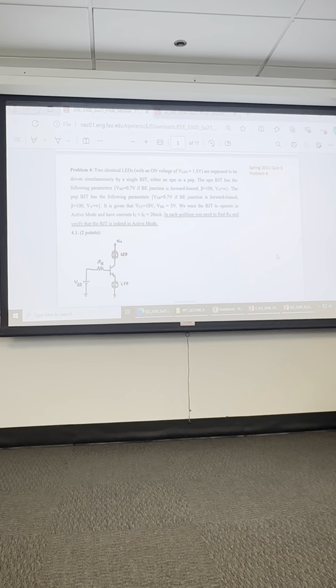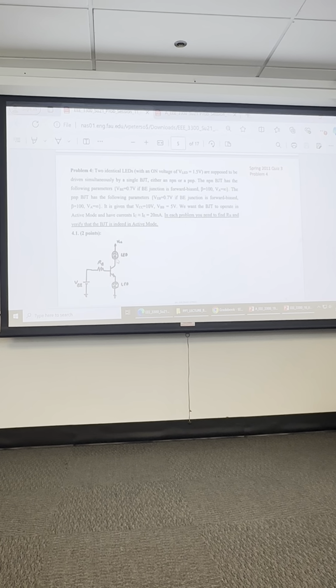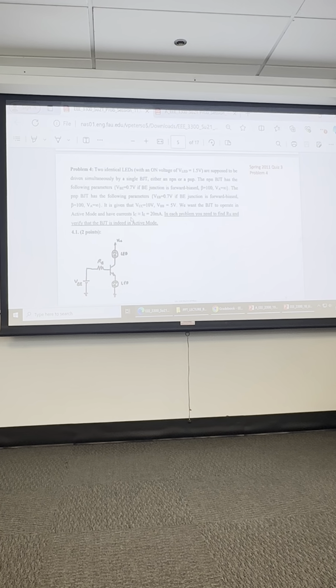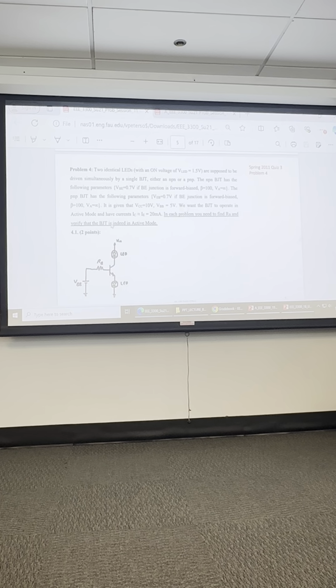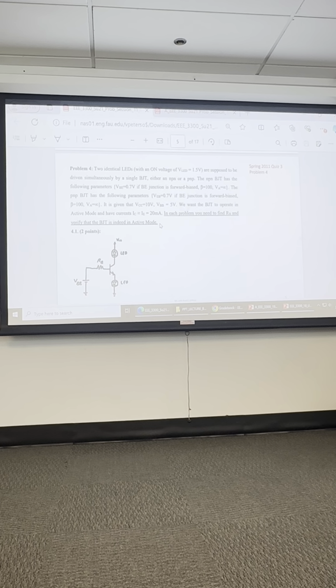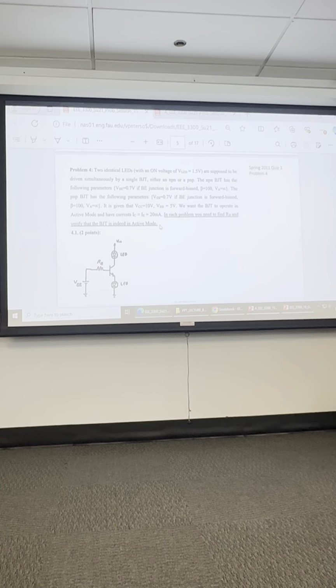And this is an LED problem with 2 LEDs, one in the collector and another in the emitter. The battery is 10 volts and the base voltage is 5 volts. We want the BJT to be in the active mode, and we want the current I sub C, I sub E equal to 20 milliamperes. Find R sub D and verify the BJT is in the active mode. I believe one of the problems in homework 2 does have an LED component.